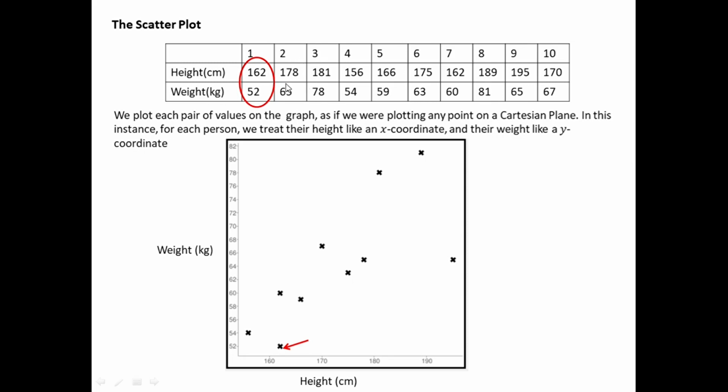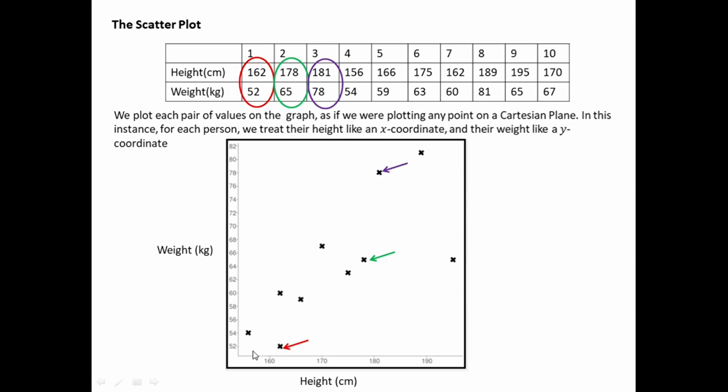Then we move to the next person, and we say, if they have a height of 178 and a weight of 65, the height of 178 is going to be somewhere here, a weight of 65 is going to be somewhere there. So this person is here. And then we look at this person, what is their height, what is their weight, plot them on our graph so that that person is there.